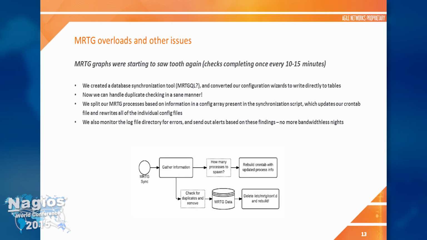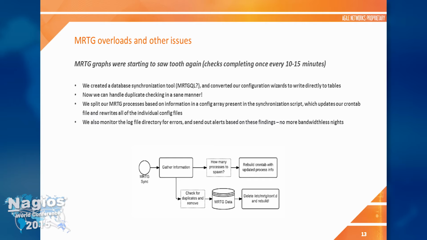We split our MRTG processes based on information in a configuration array present in the synchronization script. So I have a cron job that runs a script. I've got some variables set: how many processes do I want to split the configuration directory into, and how many daemons do I want to create? Then, staggered every 5 minutes throughout the hour, that synchronization script will delete all of the main MRTG configuration files, pull all that information from the database, write it to disk, and when the next 5-minute increment hits, it just starts over, and those RRD files are updated.